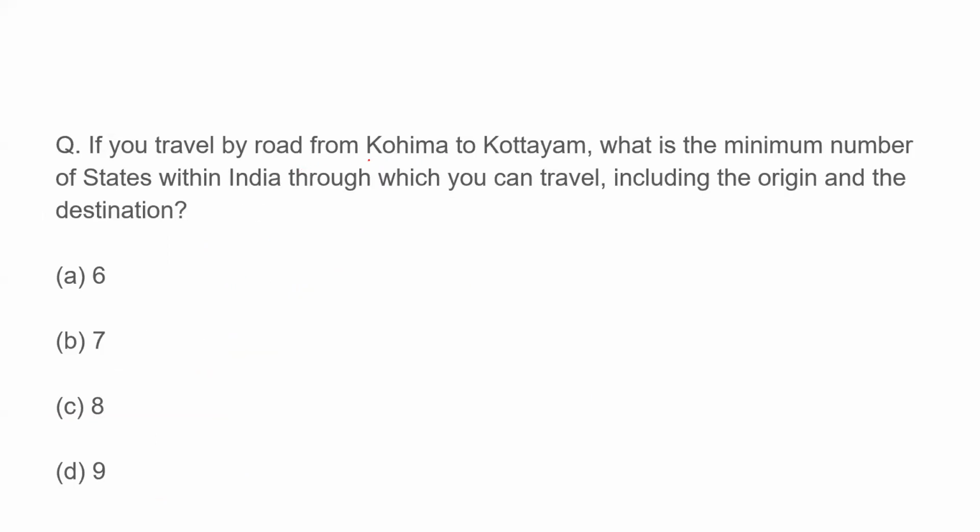Now, if you travel by road from Kohima to Kottayam, what is the minimum number of states within India through which you can travel, including the origin state and the destination state? First of all, if you don't know where Kohima and Kottayam are, God bless you. Kohima is in Nagaland. Some of you might not know where Kottayam is. It is a very popular tourist destination in Kerala.